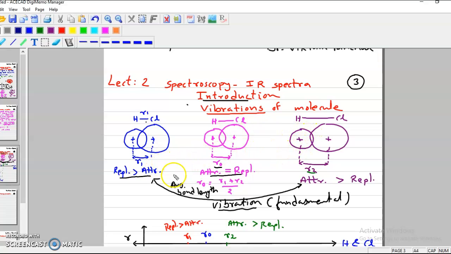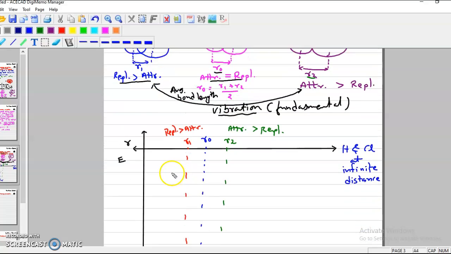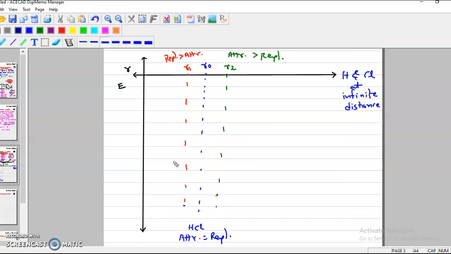Now we have to explain the same thing with a graph. So this graph is plotted. Here on the x-axis we put the distance between atoms and E is energy on the y-axis. At present, both hydrogen and chlorine are at infinite distance, so they are outside this arrow, where there is no attraction or repulsion among them.